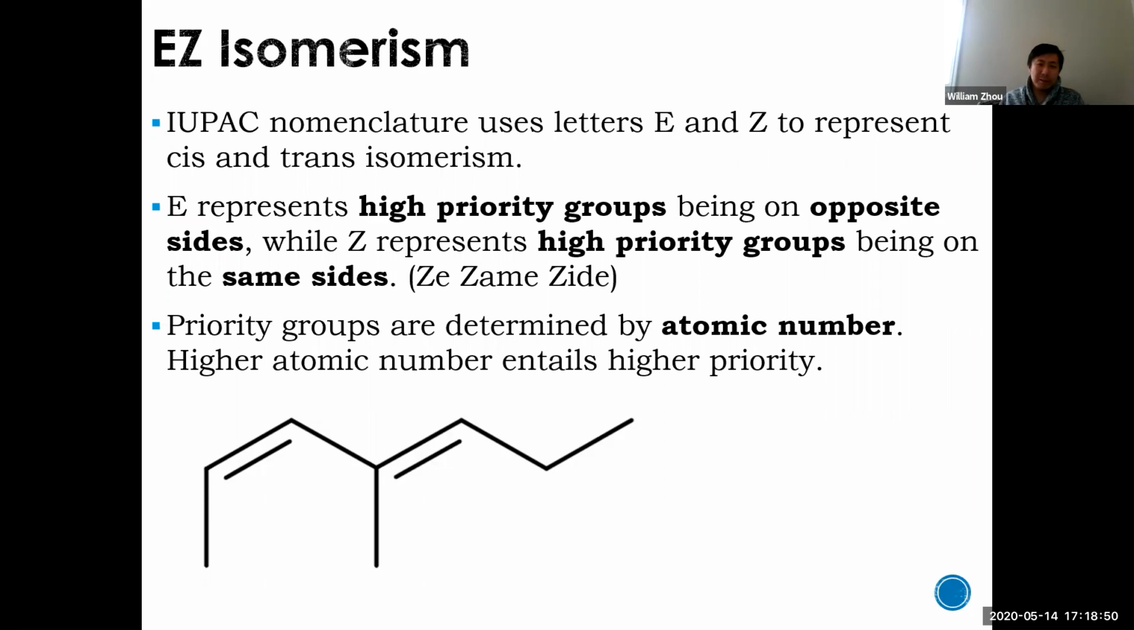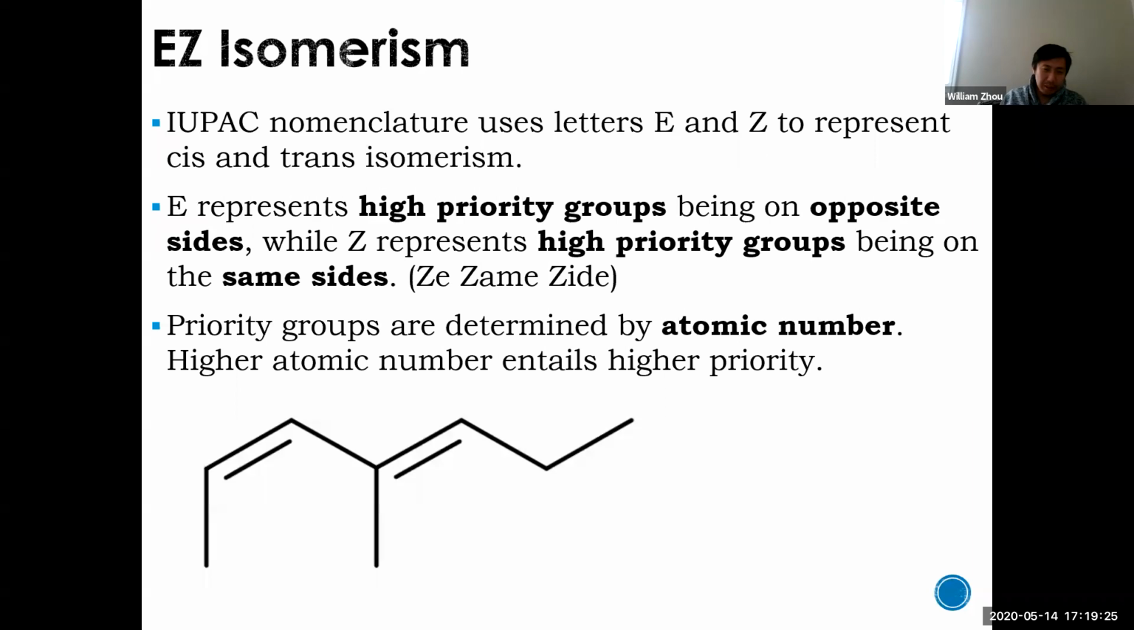But what is on the same side? What is on opposite sides? Well, high priority groups. So what's a high priority group? A high priority group is a group with a higher atomic number. So now you have to compare between two different atoms on the same carbon to see which one has higher priority, which one gets special treatment.